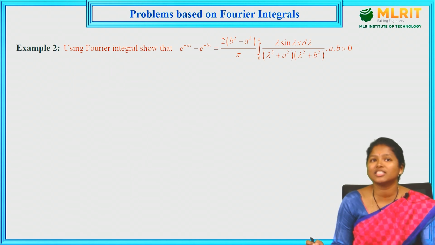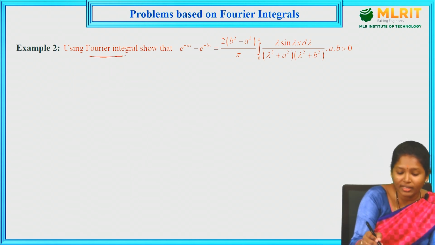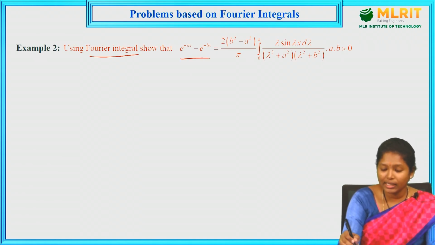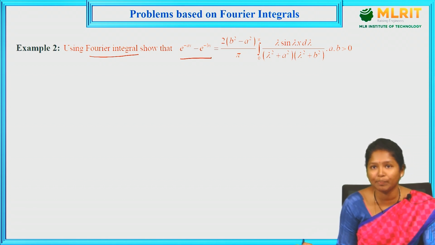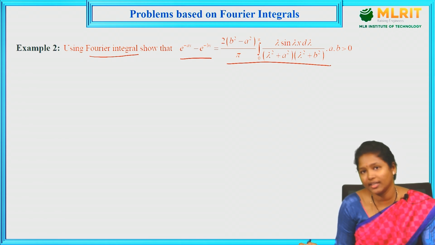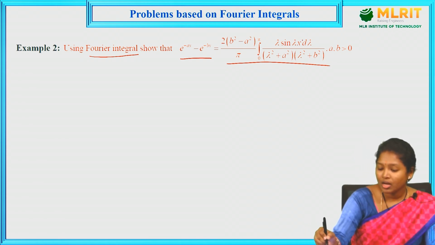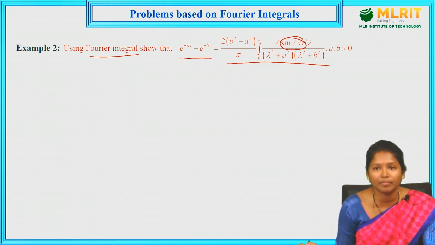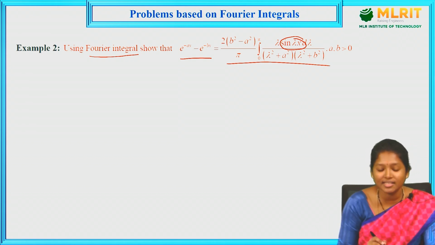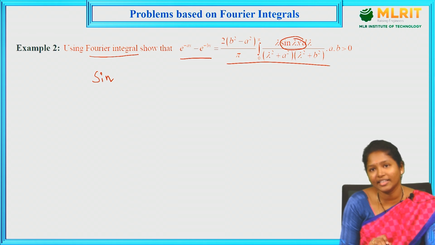So this is the example of Fourier integral. The first example was: using Fourier integral show that e power minus ax minus e power minus bx equals some result that is given. Actually, a Fourier integral is solved based on the result. Here in the result sin lambda x d lambda is given. That means on the right hand side the integrand is sine. So we will use the Fourier sine integral formula.